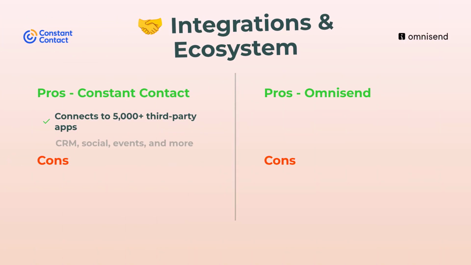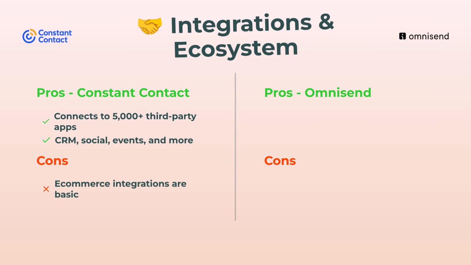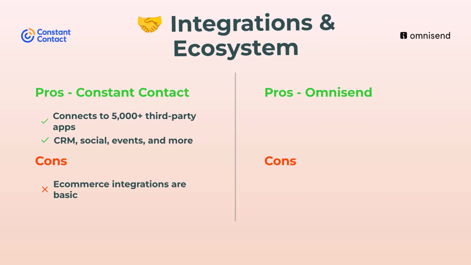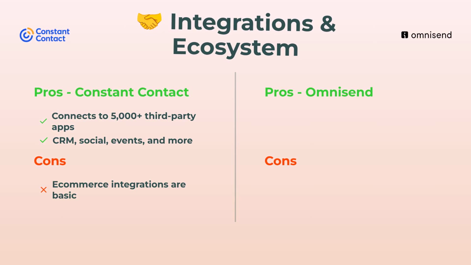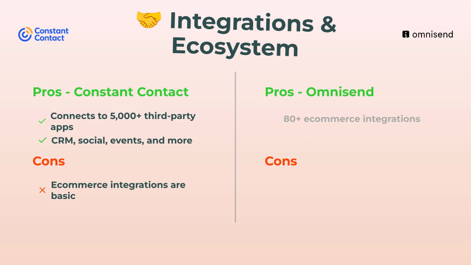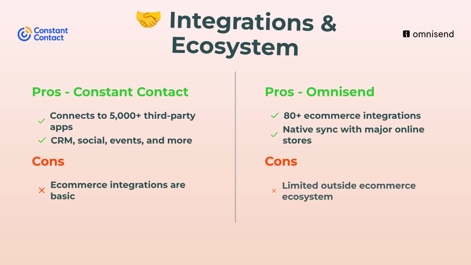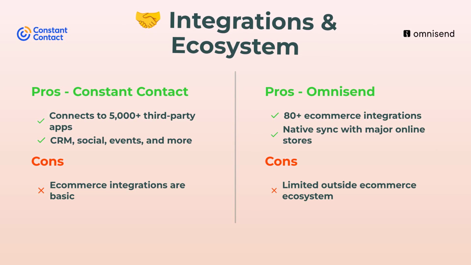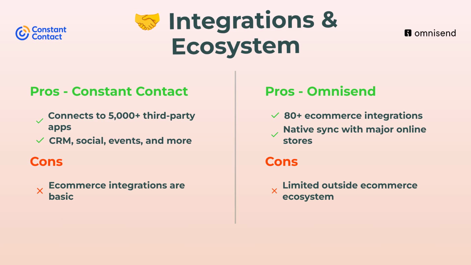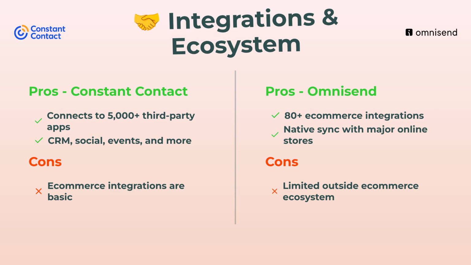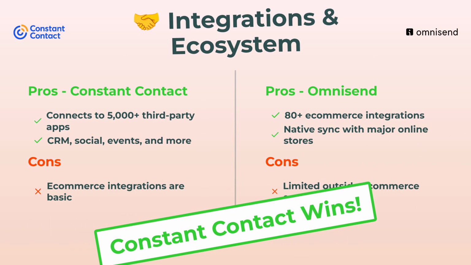Okay, integrations and ecosystem. Constant Contact is kind of the Swiss Army knife. Seriously, it can connect with 5,000 plus apps, CRM, social, events, you name it. Their e-commerce integrations are fine, nothing wild, but for broader business setups, it's super flexible. Omnisend is much more specialized. Big on e-commerce integrations, native sync with major stores, but not really built for, say, nonprofit or event use. So, if you want maximum flexibility, Constant Contact edges out.